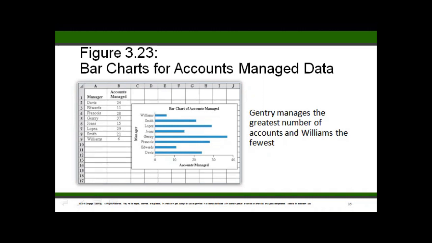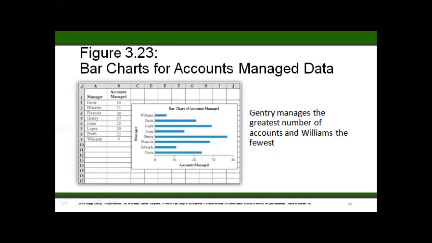Step 7, click Add Chart Element in the Chart Layouts group. Select Axis Title from the drop-down menu. Click Primary Vertical, click on the text box next to the vertical axis and replace Axis Title with Manager.